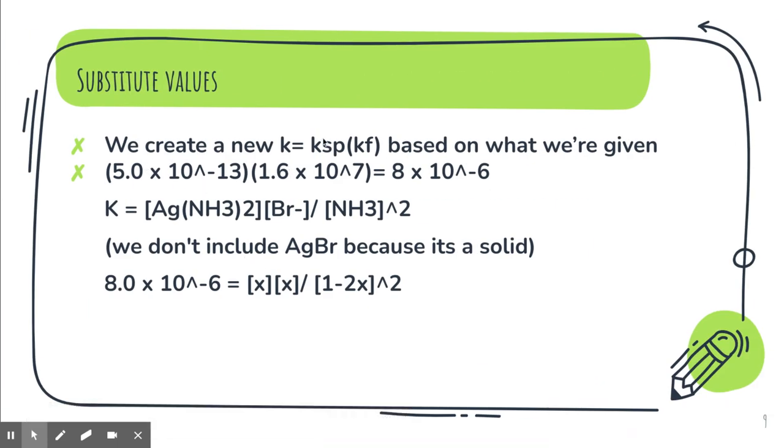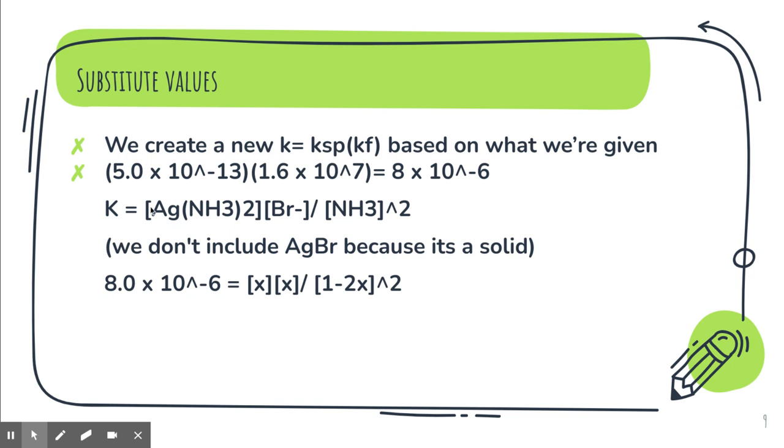So now what we're going to do is create a new K, which makes sense because we are looking not only at either of these, but at both of them, because we're looking at the formation constant and the Ksp, which includes our silver ions and bromide ions. So from here, we can use our givens, which are 5 times 10 to the negative 13, our Ksp for AgBr, and 1.6 times 10 to the 7th, which is our Kf of our complex ion. And from this, we get 8 times 10 to the negative 6th.